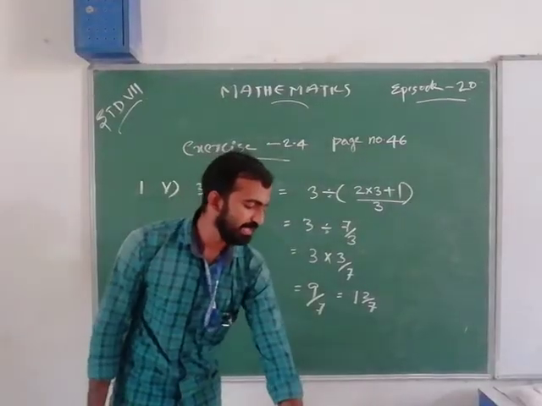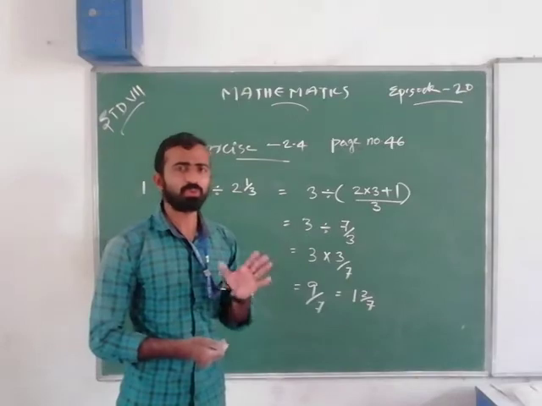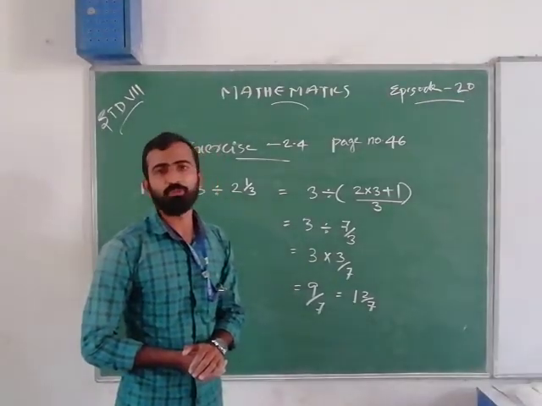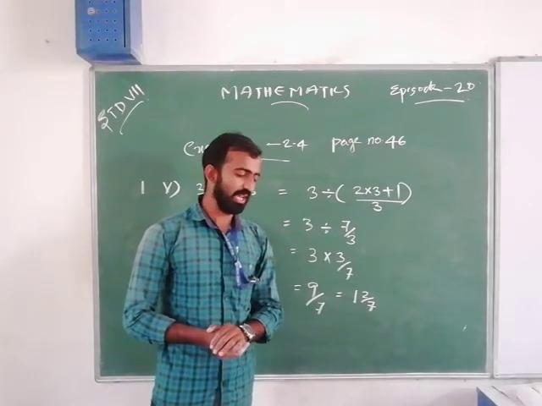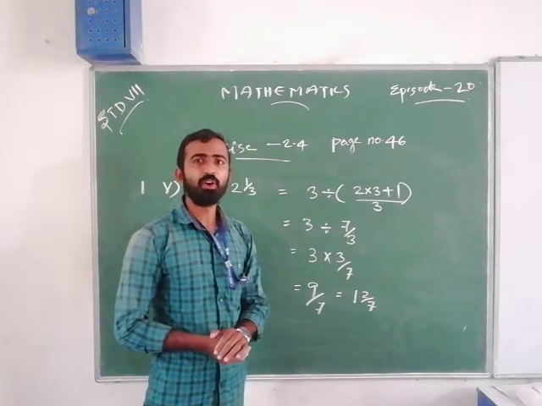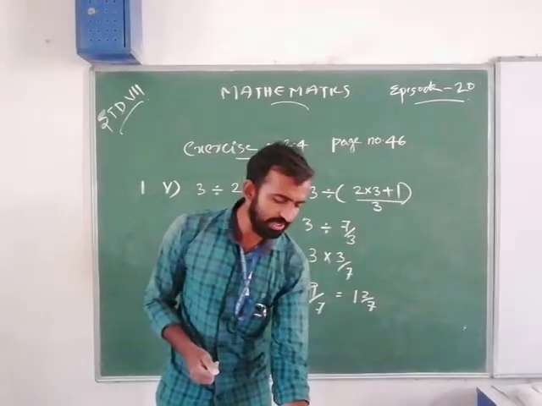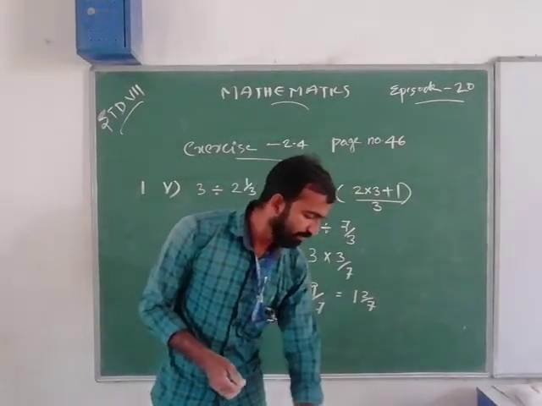And the next one follows the same procedure. The sixth one is also for your homework. That is, 5 divided by 3 and 4 by 7. And the next one is the second question.